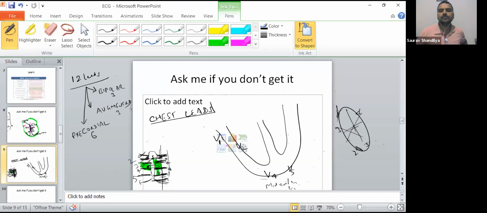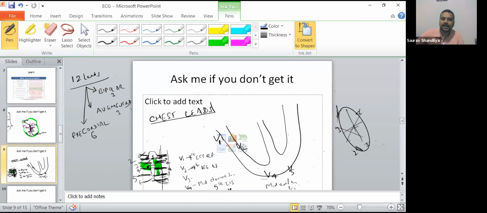I'll just draw it here. V1, fourth intercostal space, right side. V2, fourth intercostal space, left side, exactly close to the sternum. Well, now V3 we will not talk about for some time. Sorry, V4 is at the mid-clavicular line. That is the place, mid-clavicular line, at the fifth intercostal space, right?